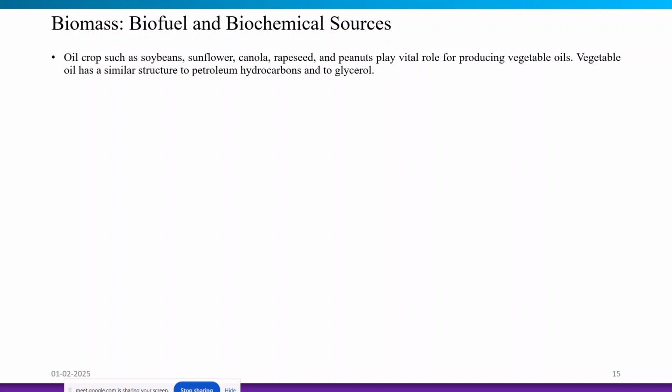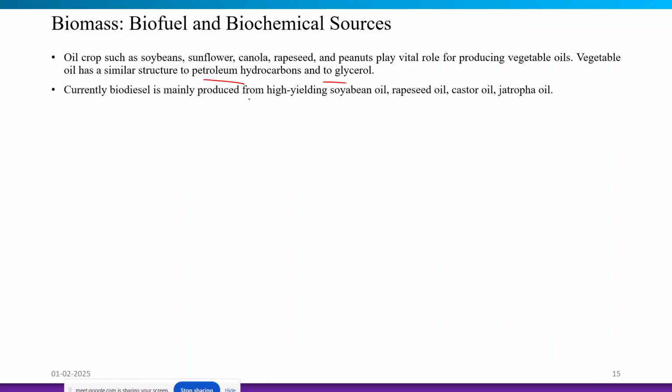We are talking mostly about biofuel or biochemical sources. We mostly categorize them as oil crops and microalgae, and waste biomaterial, a rough classification we can make. The oil crops include soybean, sunflower, canola, rapeseed, and peanuts. They play a vital role in producing vegetable oil. This vegetable oil has a structure similar to petroleum hydrocarbons and to glycerol. Currently, biodiesel is mainly produced from high-yielding soybean oil, rapeseed oil, castor oil, and jatropha oil. Biodiesel is commercially produced from these kinds of energy crops.